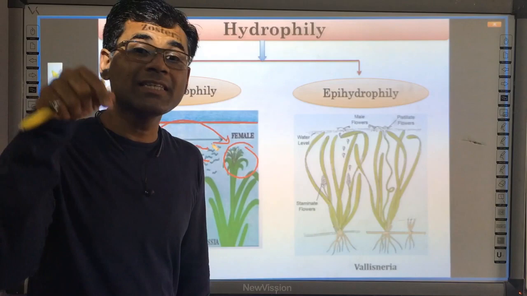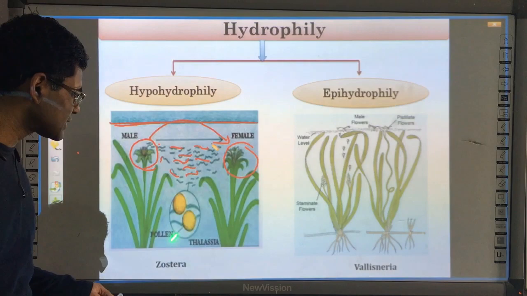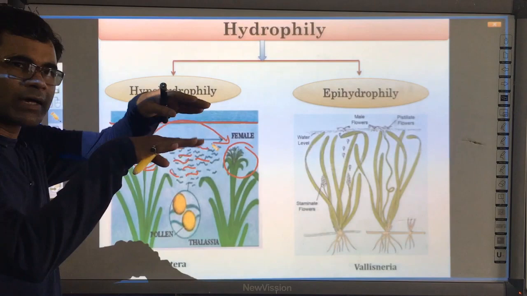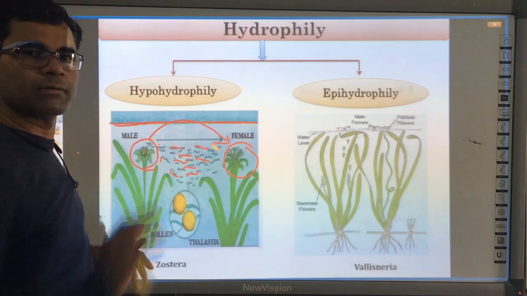Okay, why? Because Zostera is called a sea grass. They are present in the sea. So the density of the pollen grain will remain the same as the water, and that's why the pollen grain never comes up. They remain below the surface and keep floating below the surface.